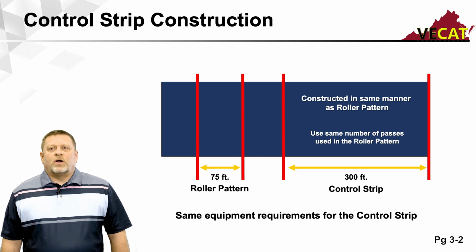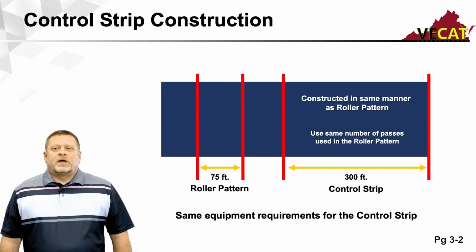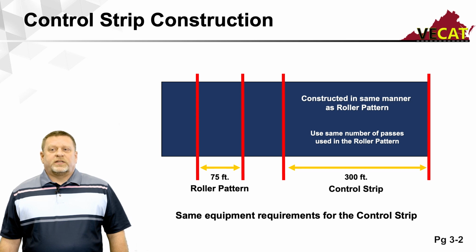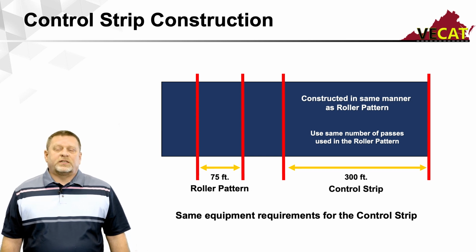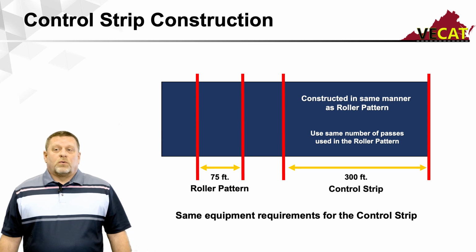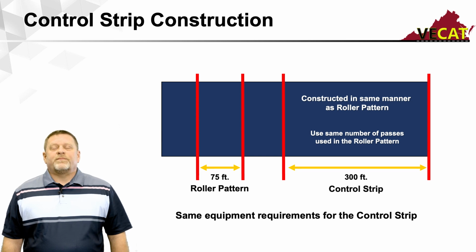Here's just a diagram, an overview of the control strip. We already addressed the roller pattern previously. So we started from our paving joint. We laid between 500 and 1,000 feet. That's our determination. Once we've done that, we've done our 75-foot roller pattern. We rolled that to achieve optimum density. So once we got that break and we determined our optimum density, we had this little buffer area of about 50 feet where we allowed the rollers to go back and forth to turn around.